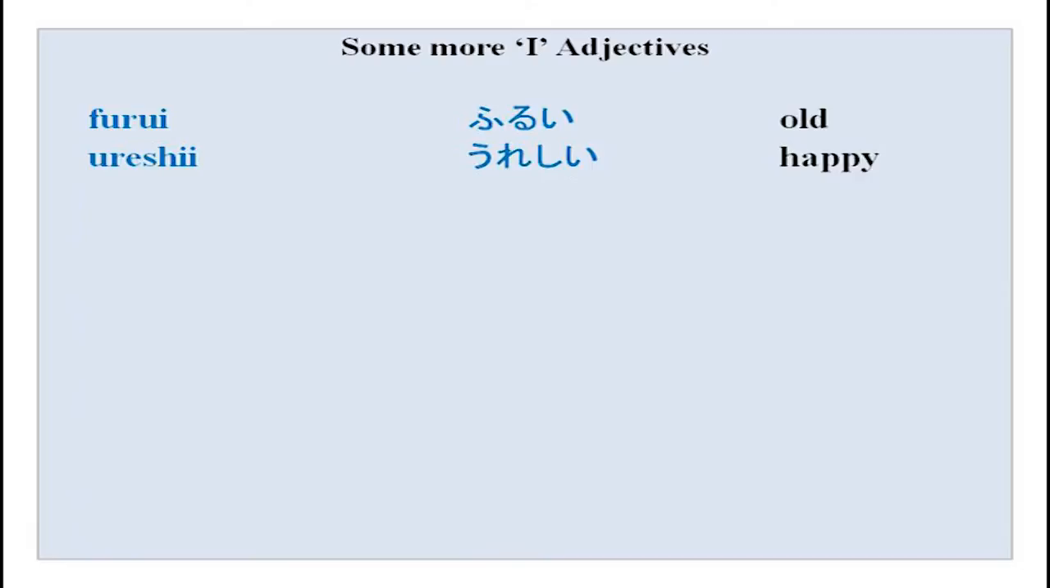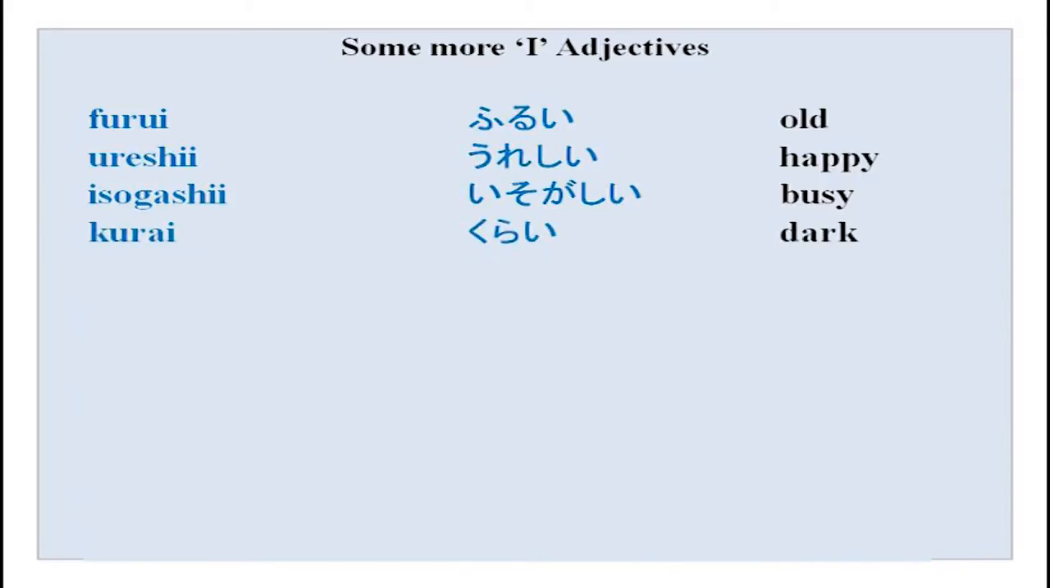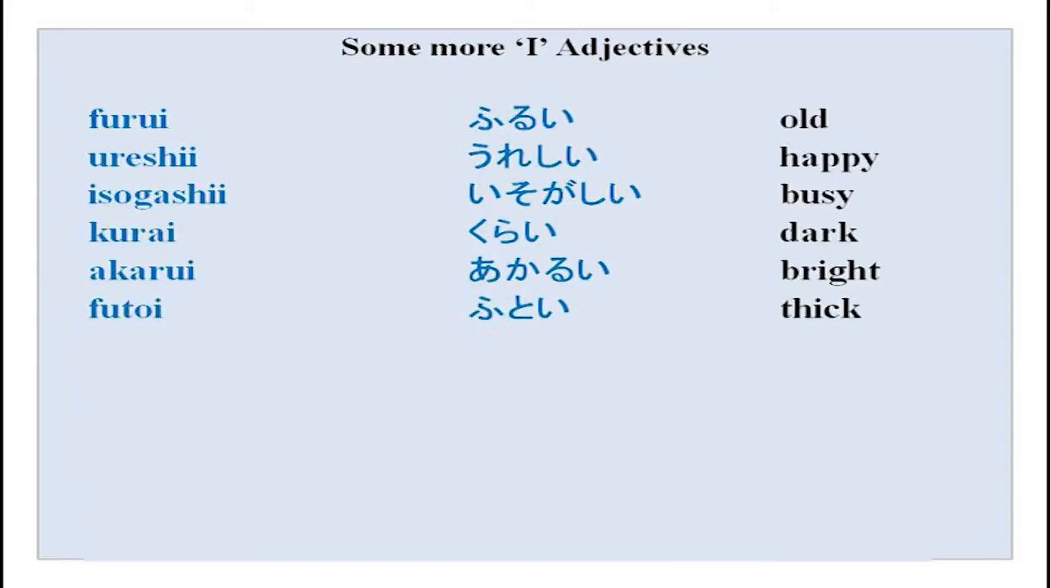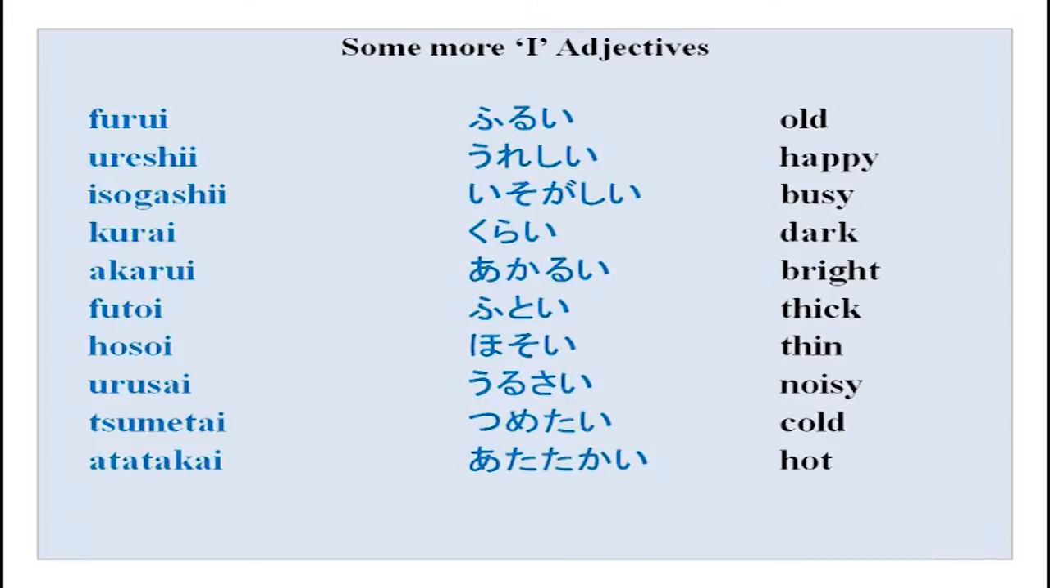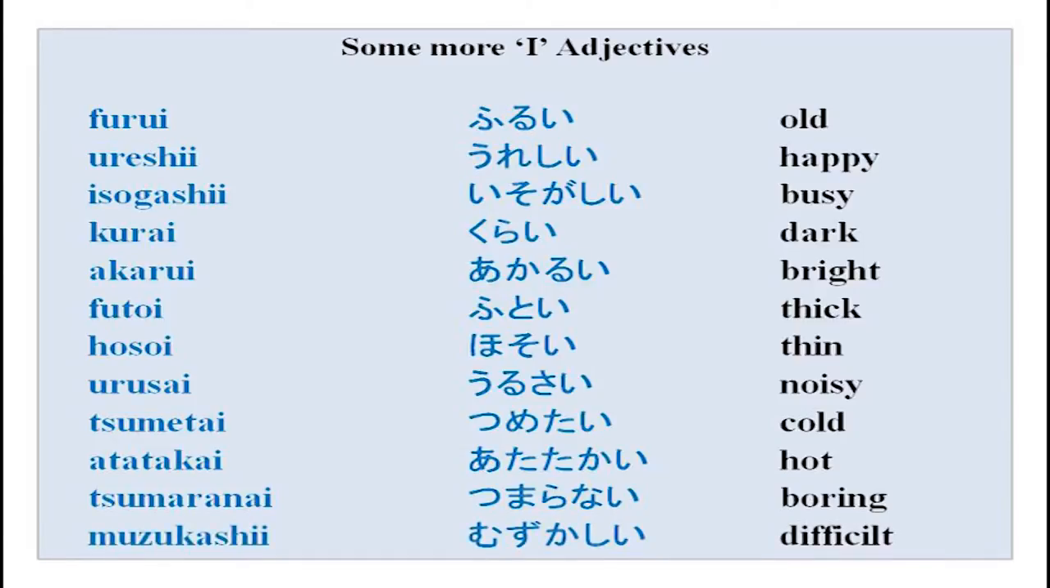Now, some more I adjectives we have. Furui, ureshi, isogashi, kurai, akarui, futoi, hosoi, urusai, sumetai, atatakai, tsumaranai, muzukashi. So, all the meanings are given over here. It is given in hiragana as well. So, you can just go through the hiragana and the meanings and practice out aloud.